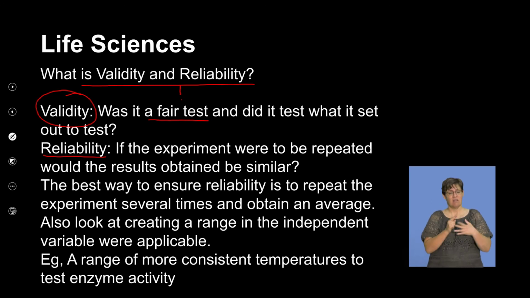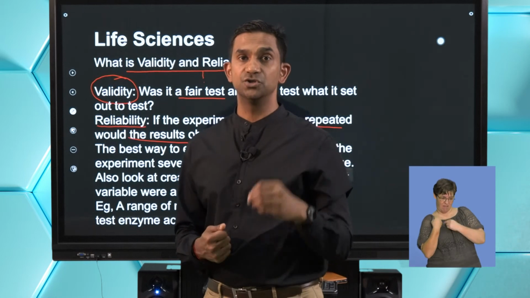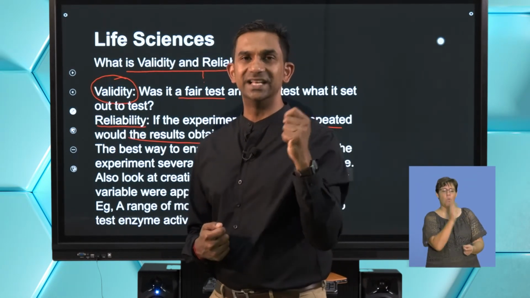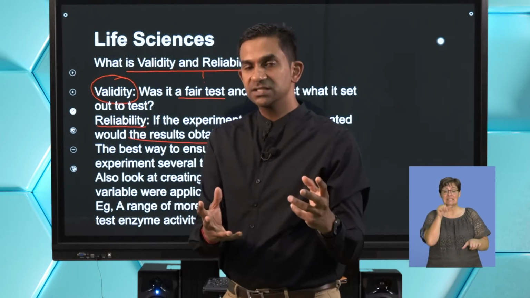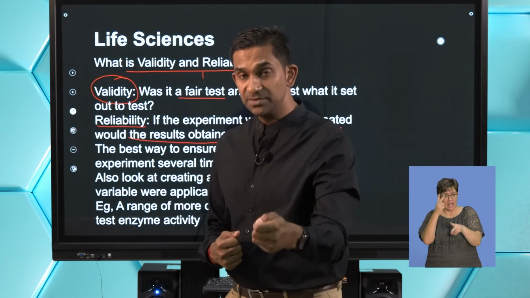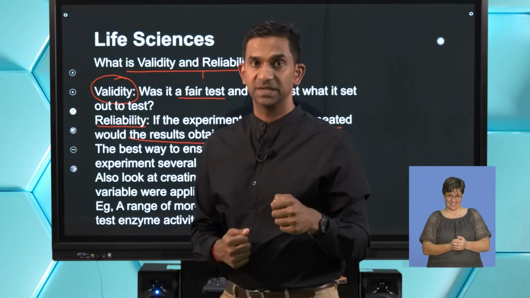So, reliability. If the experiment were to be repeated, would the results obtained be similar? And that's, again, a measure of reliability. We've discussed what reliable means. If you think about a friend, they can be reliable because you know that if you ask them to do something, they would deliver on that. And in science, if you were to conduct this experiment again and it produced the same results, we would say that these results are now reliable. And that's reliability.